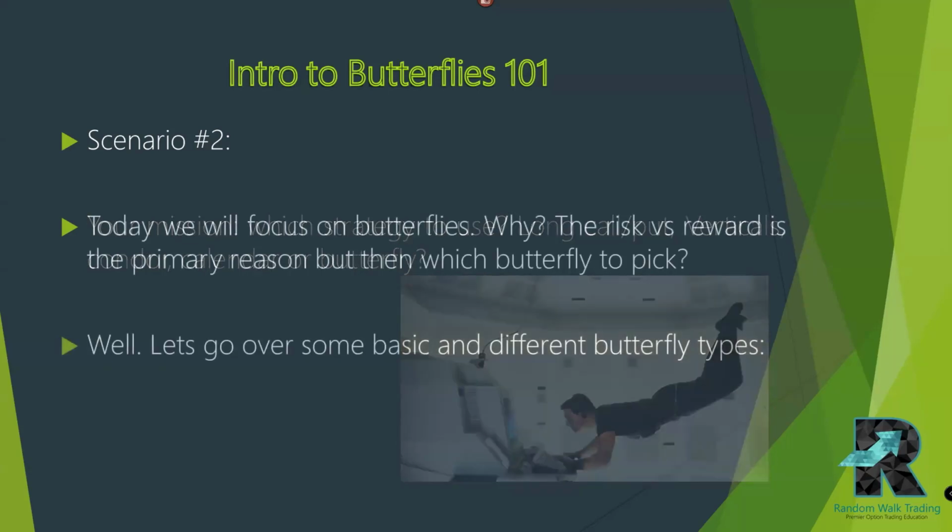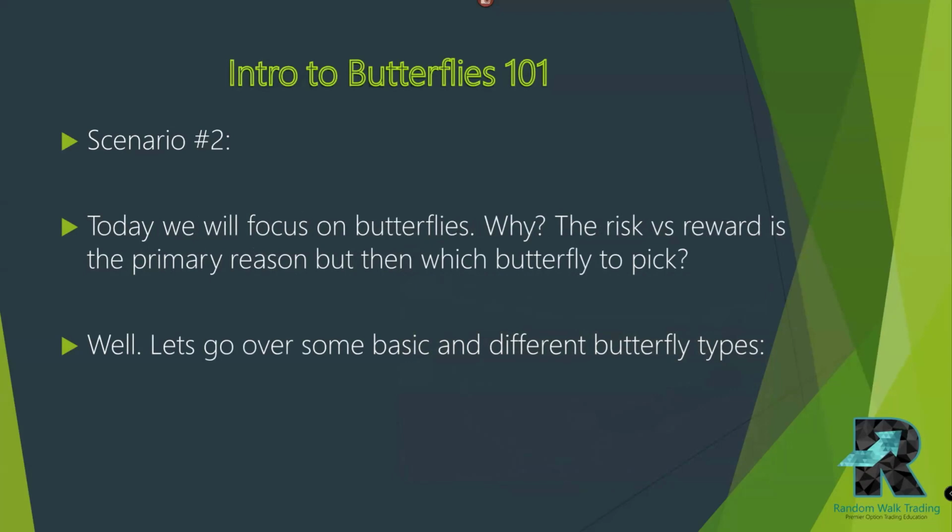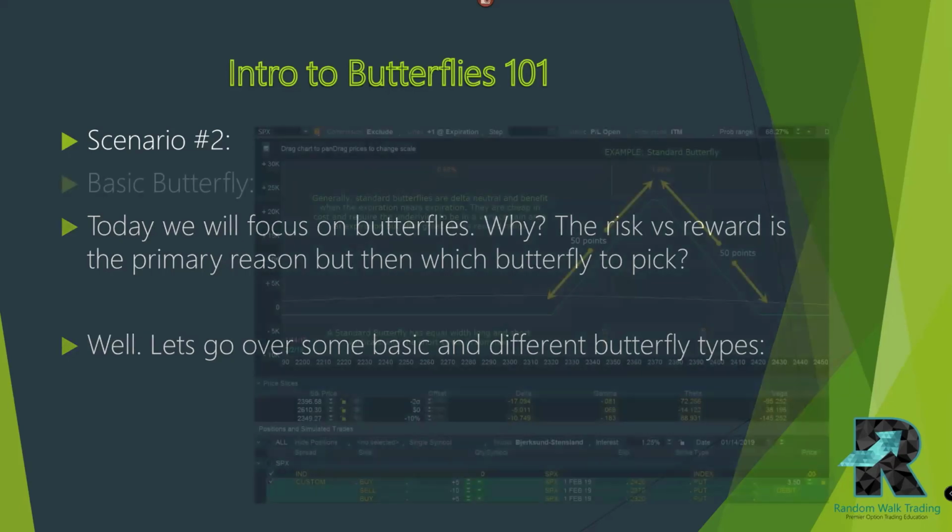Today we're going to focus on butterflies, and my personal bias is that the risk reward is the primary reason. If I'm risking $1 and it can make 5 or 8x that, that's a lot better risk reward versus other scenarios. But first, we're going to go over some basic butterfly types and compare why we use certain butterflies in certain scenarios. So just some beginner basics in butterfly land.